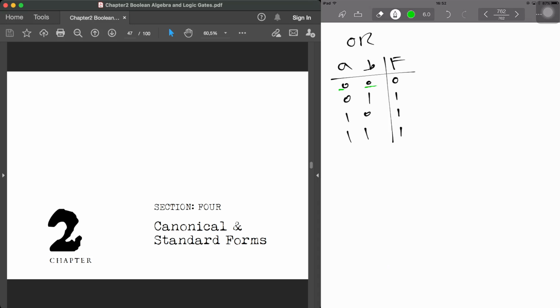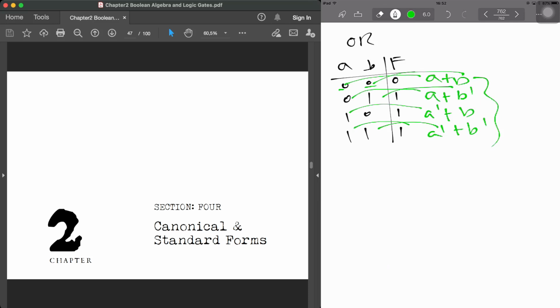Now in this case, 0 becomes A and 0 becomes B, and we have got OR in between those. And then 0 becomes A, 1 becomes B prime. So it's just the opposite of the product terms over there. So this is going to be A prime or B. And the last one is A prime or B prime. And these are all OR terms.